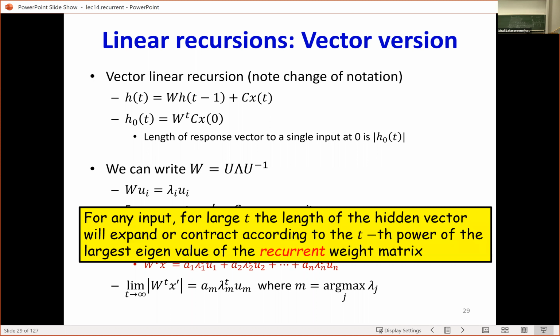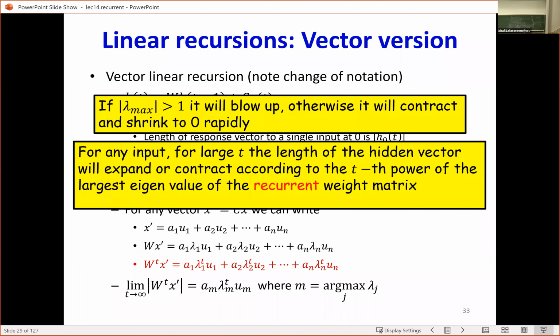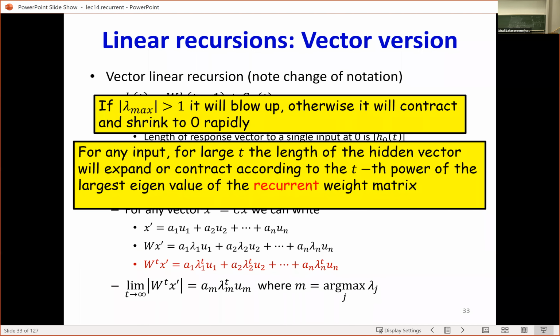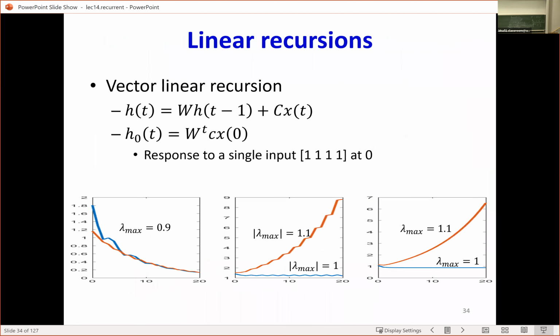So for any input, the length of the hidden vector will expand or contract according to the kth power of the largest eigenvalue of the recurrent weight matrix. And moreover, if this largest eigenvalue is greater than 1, it's going to blow up. Otherwise, it's going to contract and shrink to 0 very rapidly. And so here are some examples. Here, these are vector recursions.